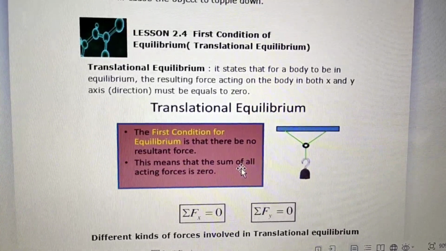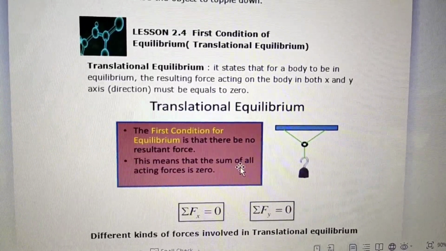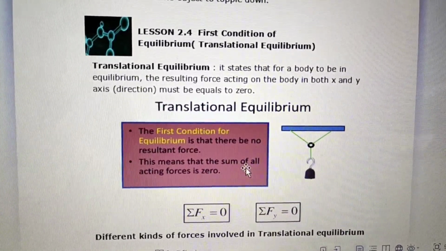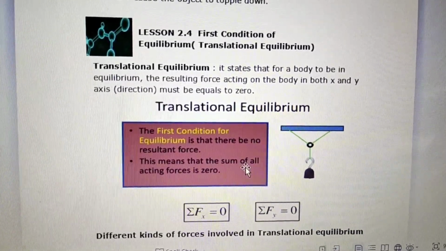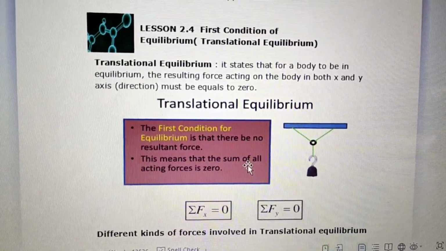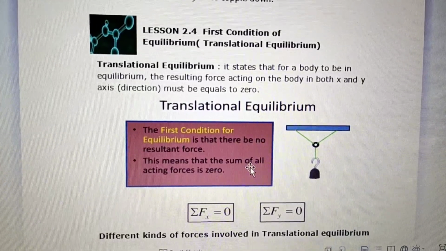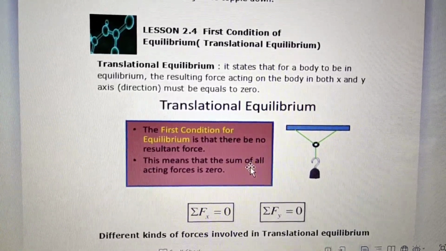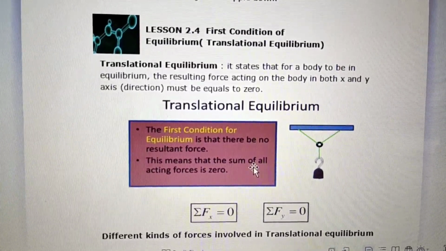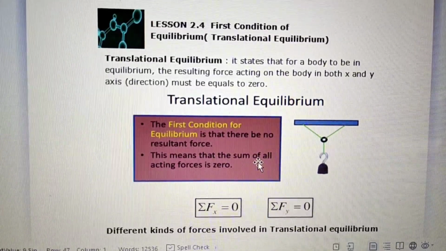I will be discussing with you how to solve problems involving the first condition of equilibrium. When we say equilibrium, we are talking about how to balance an object. The first condition of equilibrium is otherwise known as translational equilibrium. It states that for a body, any object, to be in equilibrium or in balance, the resulting force acting on the body in both x and y axis must be equal to 0.